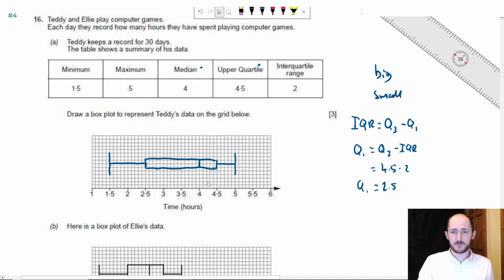That's all you need, and you get 3 marks. You've just plotted it. It's not really that bad. So you get marks for the shape, marks for finding the lower quartile, and then marks for actually plotting it correctly, okay? By the shape, I mean you have these whiskers and you have a box in the middle.